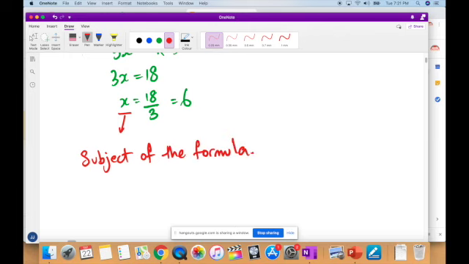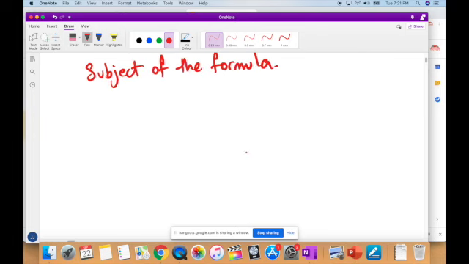And you agree with this, Caitlin? Yeah. So this brings us to our next topic, subject of the formula. Because guess what? You guys have been doing algebra for a very long time, right? Name some formulas that you guys know, just off the top of your head, real fast.